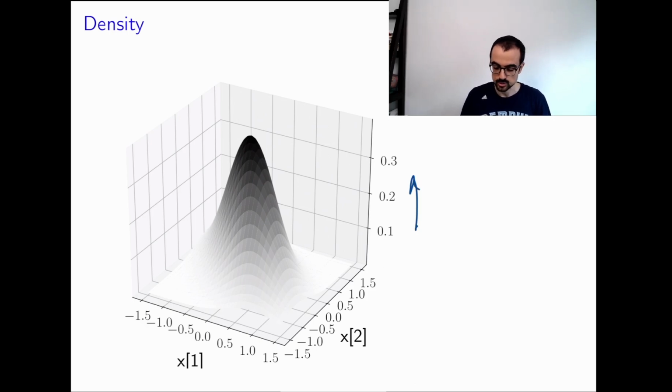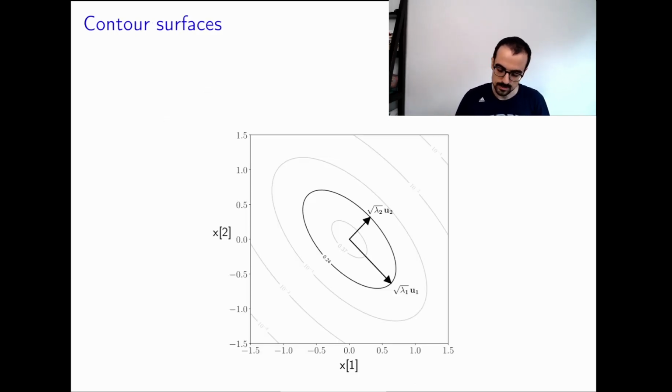But let's look at the contour lines. The contour lines are exactly like we said. It's an ellipse that is spread in the direction of the eigenvectors, and we have more spread. In fact, the spread here is square root of 0.8, whereas the spread here is just square root of 0.2. Okay, so now we understand the shape of the density of Gaussian random vectors.